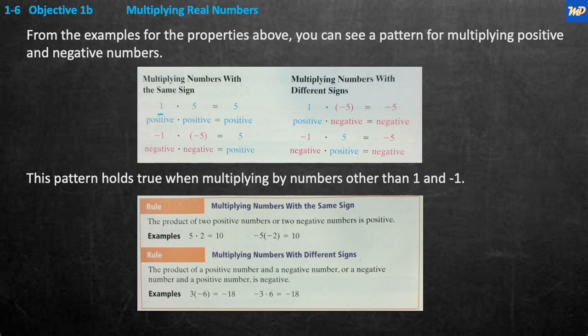Multiplying numbers with different signs. Doesn't matter what the numbers are. If they have different signs, the product of a positive number and a negative number or a negative number and a positive number is negative. In the example, 3 times -6 is -18, or -3 times 6 is -18.